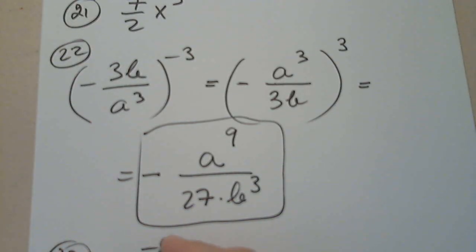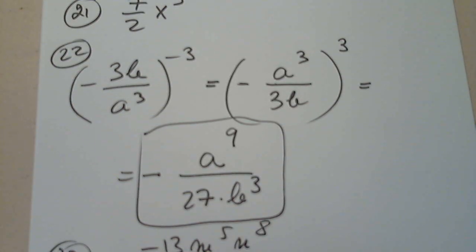And 23 has negative 13, m to the fifth, n to the eighth, over 5m to negative 2 times n to power 0. Look here. All variables are non-zero. Very important. Good.